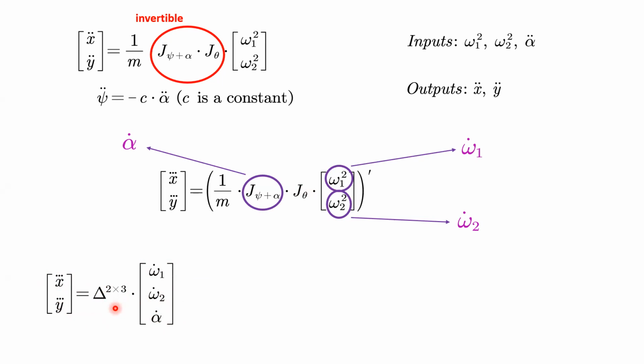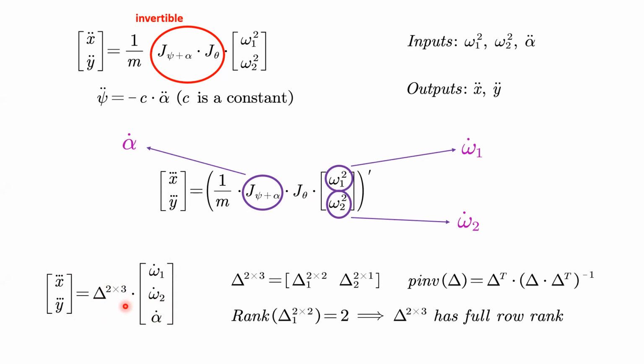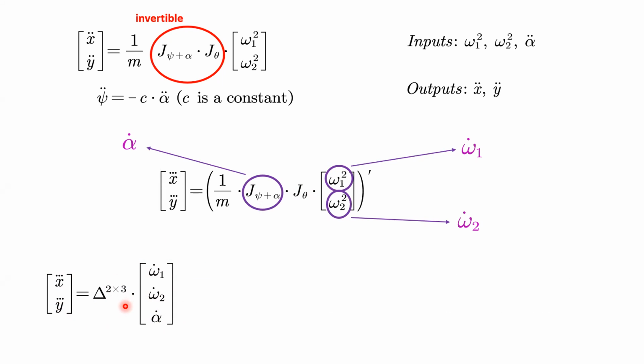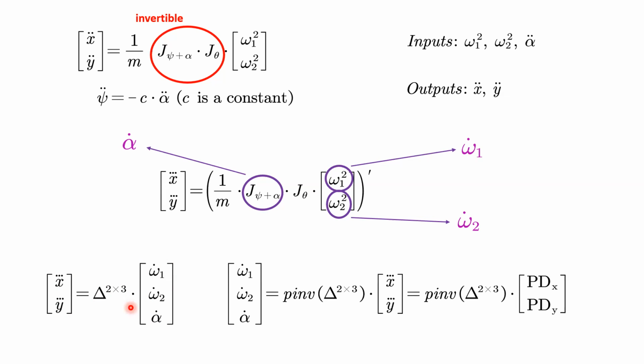Delta here is a 2x3 matrix. Delta matrix has 4 row rank. We can calculate the input from this equation. The input equals the pseudo inverse of the delta matrix times the output. And you may design your controllers here. In this experiment, I designed PD controllers.